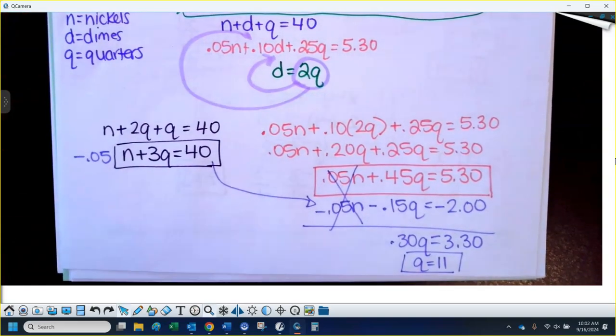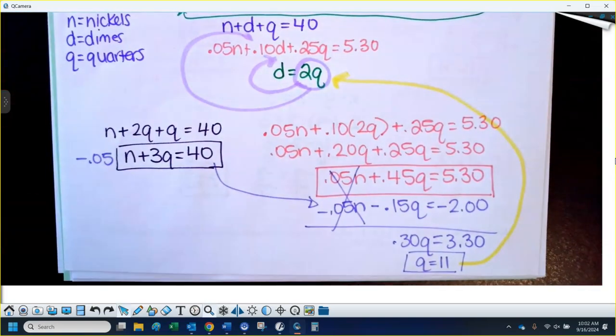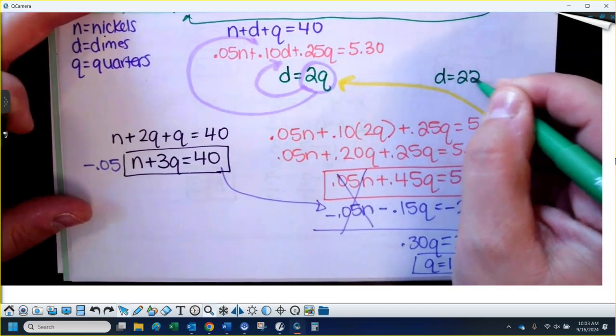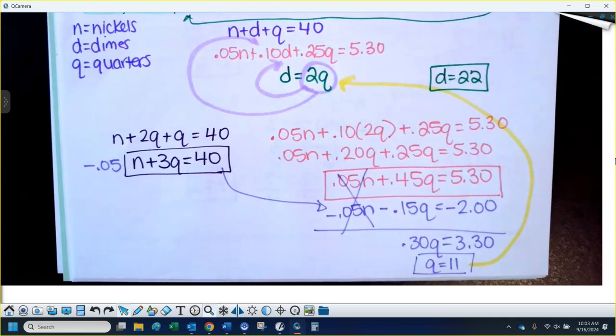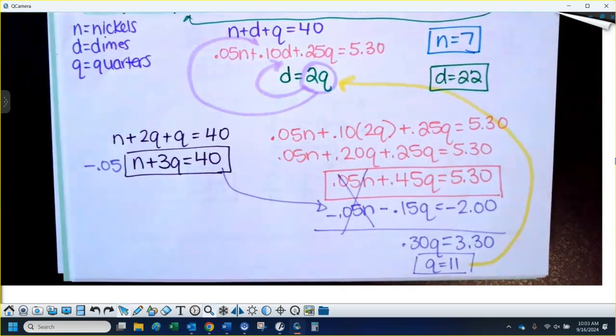Then a lot of times if you have a word problem, going back and finding the other variables might be a little bit quicker. So 11 here, all I have to do to get my number of dimes is just multiply that by 2. So my number of dimes is going to be 22. And then the original first equation we wrote, nickels plus dimes plus quarters, 40 coins, right there I've got 11 quarters, 22 dimes, so that'd be 33 coins total so far. So the nickels have to fill out the rest of that. So then you would have to have 7 nickels. And if you want to go back and check any of these, then you can.